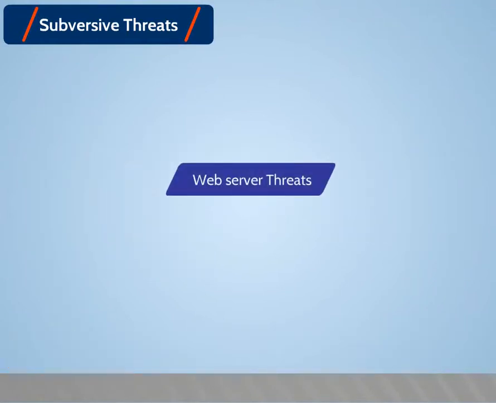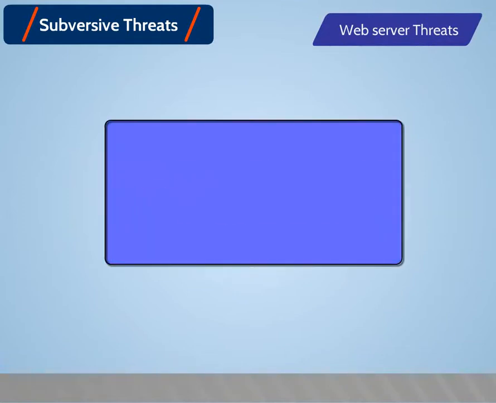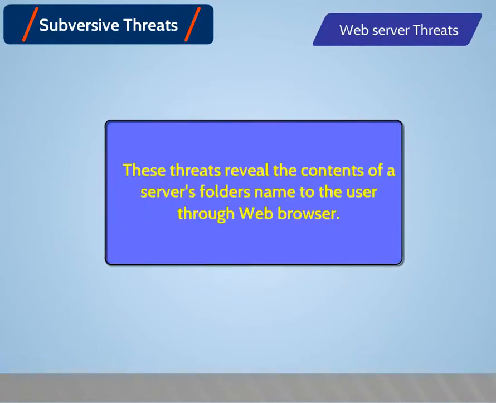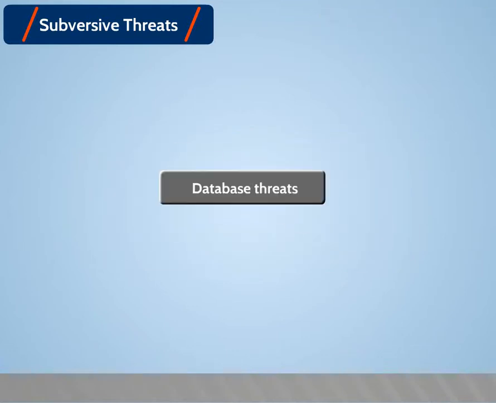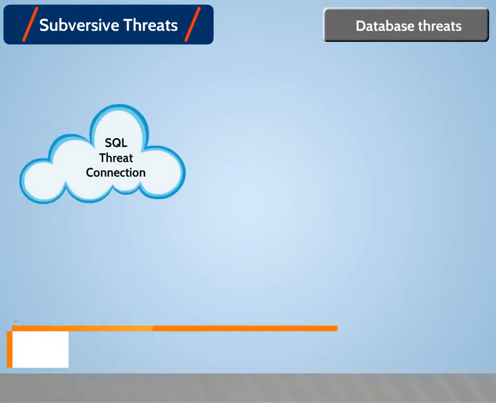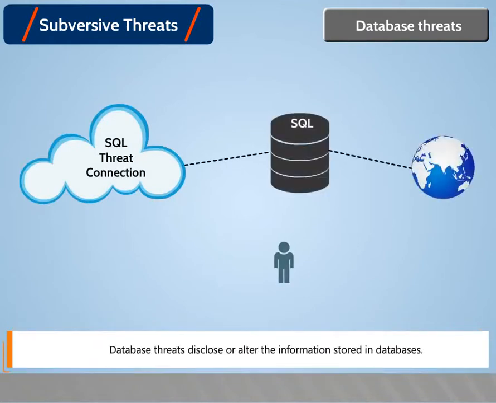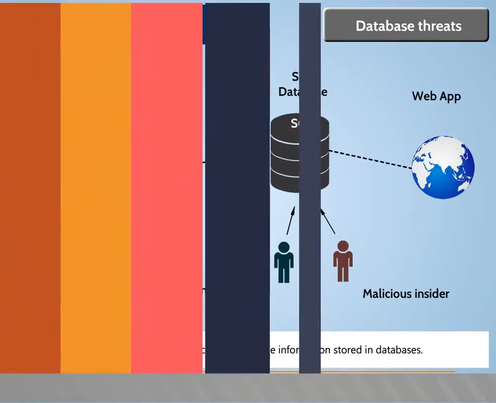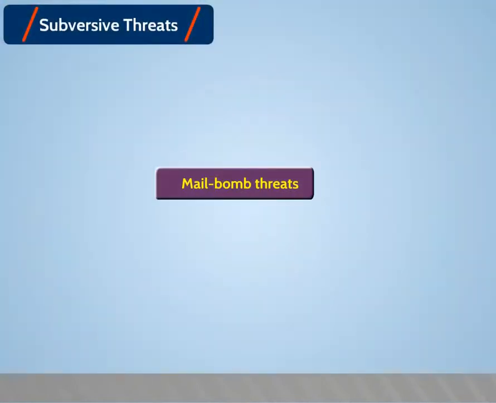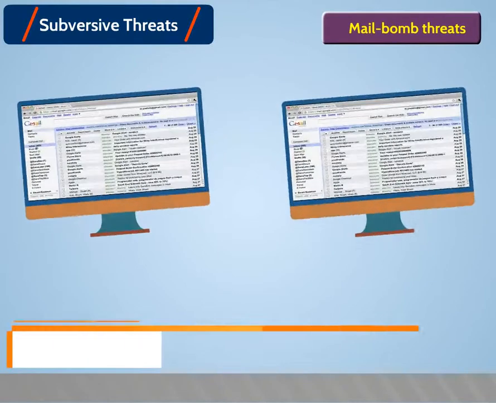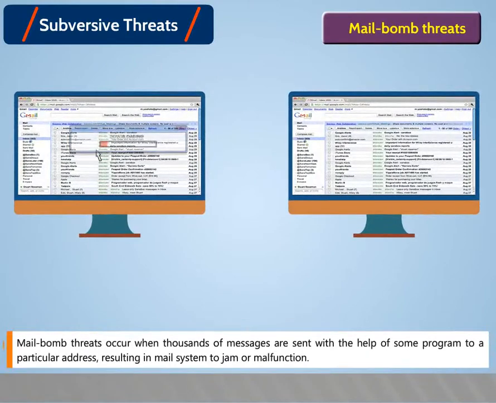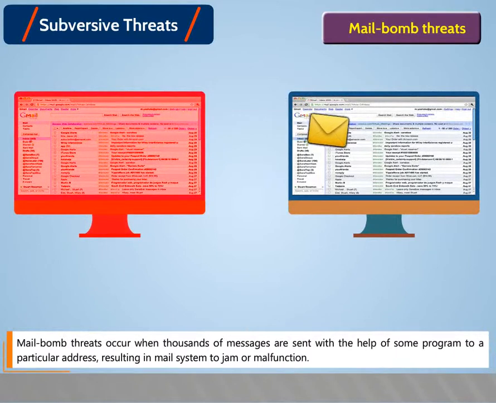Web server threats. These threats reveal the contents of a server's folder's name to the user through web browser. Database threats. Database threats disclose or alter the information stored in database. Mail bomb threats. Mail bomb threats occur when thousands of messages are sent with the help of some program to a particular address, resulting in mail system to jam or malfunction.